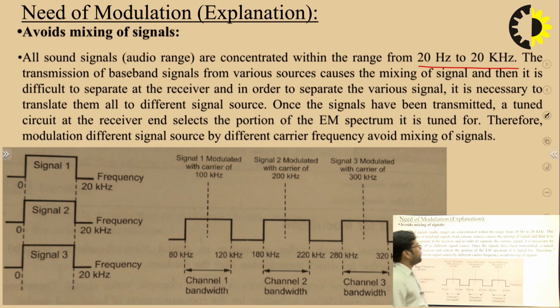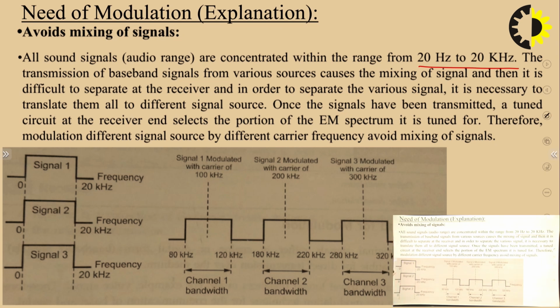Once the signals have been transmitted, a tuned circuit at the receiver end selects the portion of the EM spectrum it is tuned for, right? You can clearly see in the figure that there are three signals, signal 1, signal 2, signal 3, all having the frequency range from 0 to 20 kilohertz. With the help of modulation, you can transmit the signals without interference with each other. That is how it helps in avoiding mixing of signals.